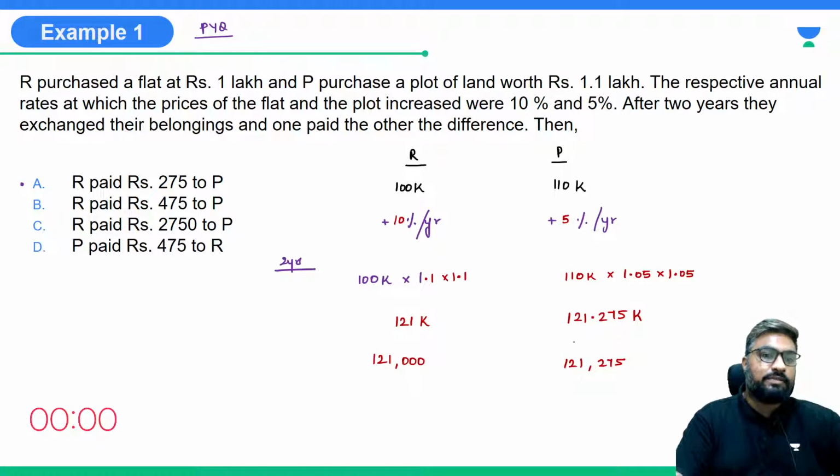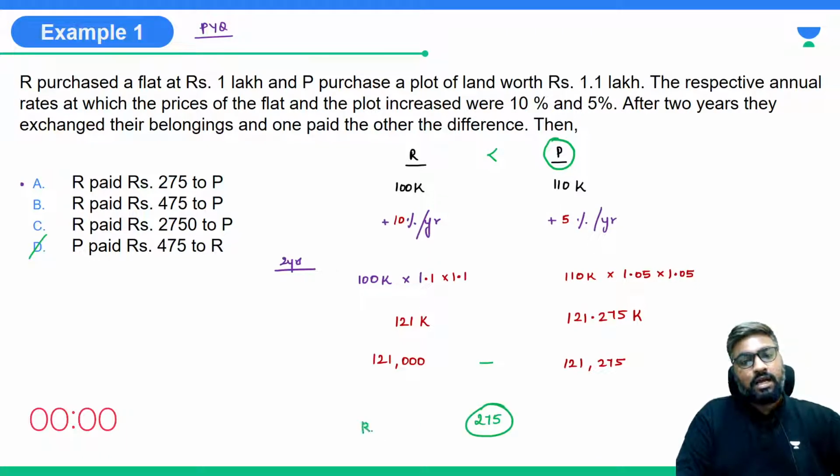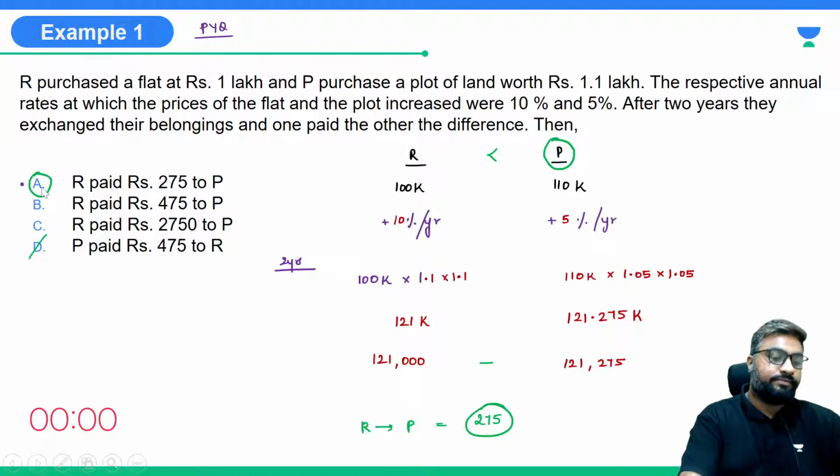Whose valuation is more? P's valuation is more. So whoever has the higher valuation gets the money, so R will pay P. P will not be paying anything to R. And how much? What is the difference between the two? The difference will be 275 rupees. So R has to pay P 275 rupees. Okay.